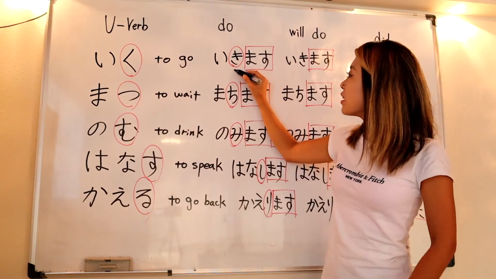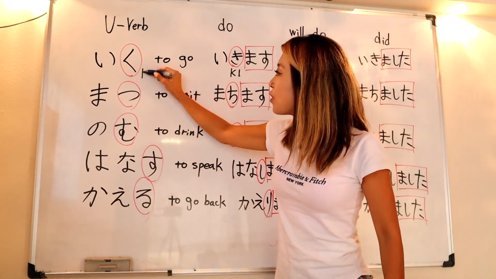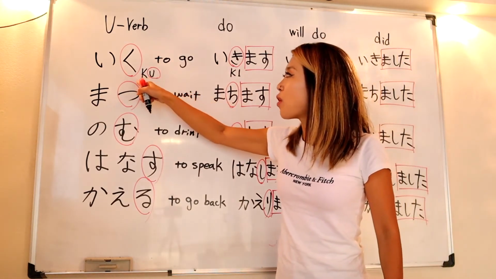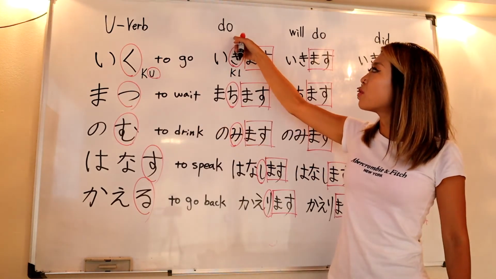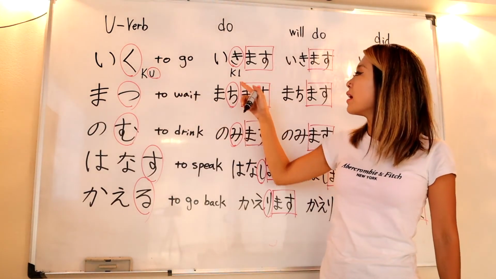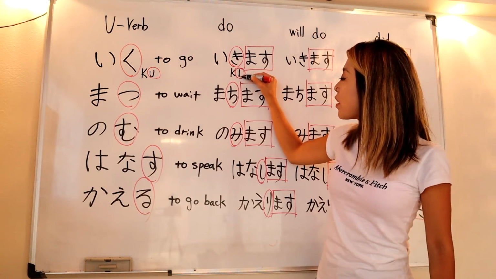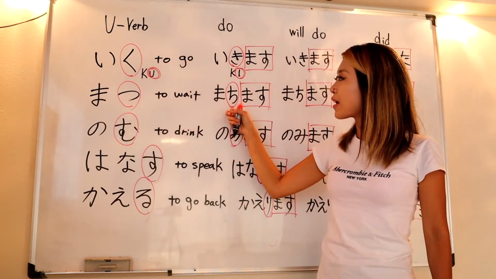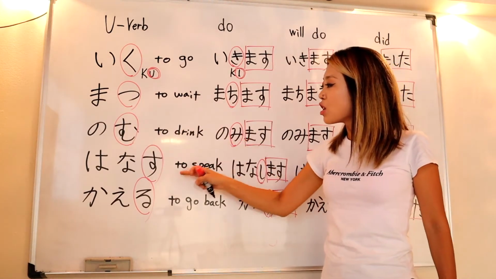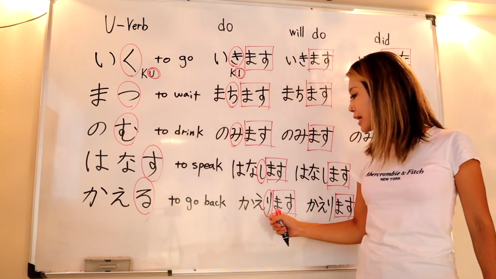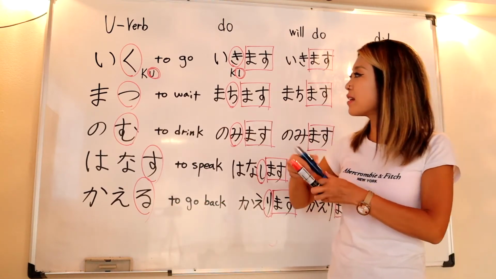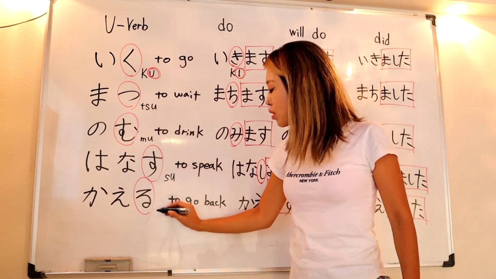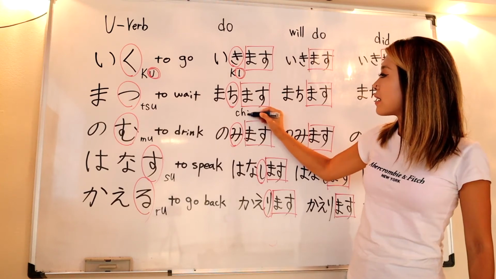Okay, so this is ki, and this is ku. So whenever you change a u-verb from dictionary form to the I do form, or she does, or he does, or they do, everything is the same, and the u changes to i. Okay. Vowel change u to i, so ku to ki, tsu to chi, mu to mi, su to shi, ru to ri. Okay, so everything, the vowel was u, that's why it's a u verb: mu, su, ru, tsu to chi, i, mi.